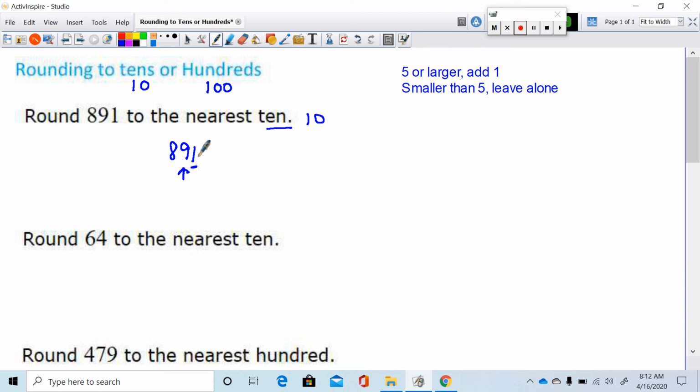Okay? So since that number underlined is a 1, it's smaller than a 5, so you're going to leave the 9 alone. So what you do is you write the number, any numbers in front of that 9 you leave like they are. That number that's underlined you change to a 0, and you have just rounded.